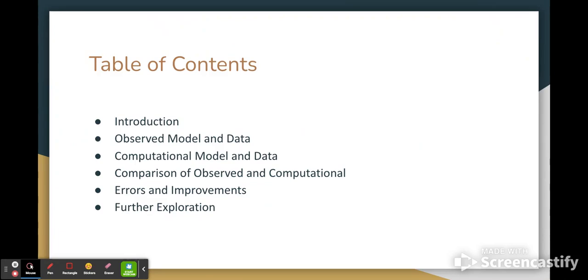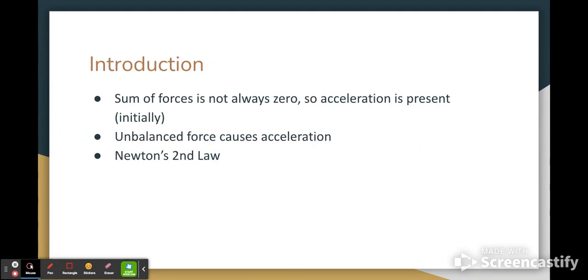Quick table of contents. So in this lab, unlike the last lab, the sum of forces will not always be zero, so there will be some acceleration. This will be due to gravity. The initial conditions we will come back to later. Unbalanced forces cause acceleration, and Newton's second law states that force equals mass times acceleration.